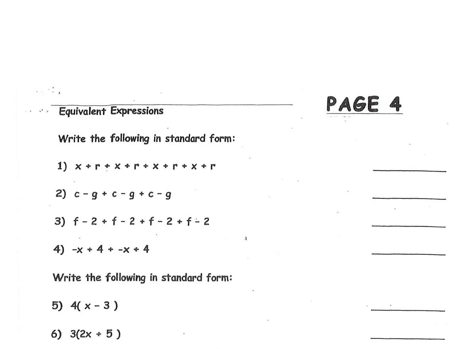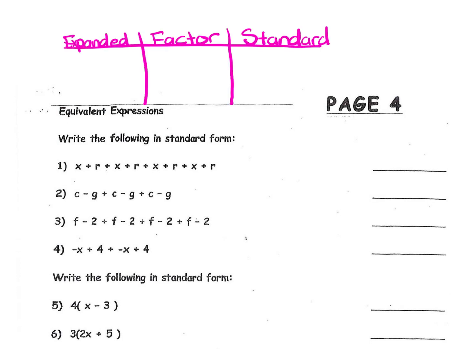Welcome to page 4. We're going to practice writing expressions in 3 different forms: expanded form, factor form, and standard form. The key is remembering the difference between the 3 forms. Make a small chart at the top of your page labeled expanded form, factor form, and standard form. And we can put some examples under each of these.